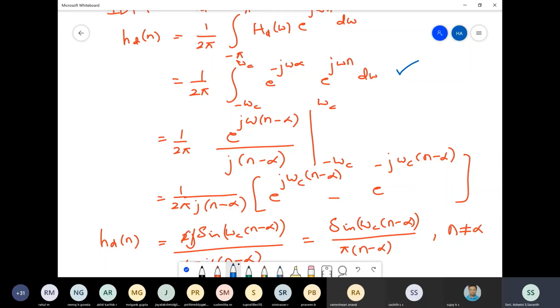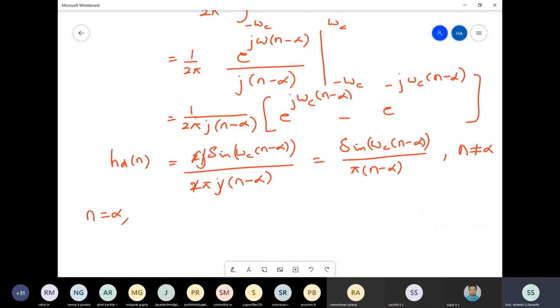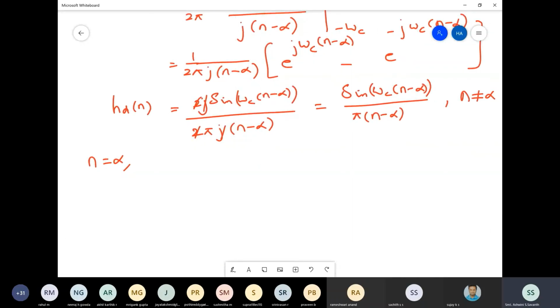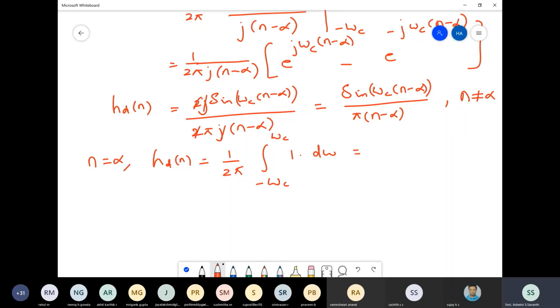That will be e power 0, which is 1. Therefore, when n is equal to alpha, hd of n will be 1 by 2 pi integral from minus omega c to plus omega c of 1 into d omega. So again, let's integrate and substitute the limits.